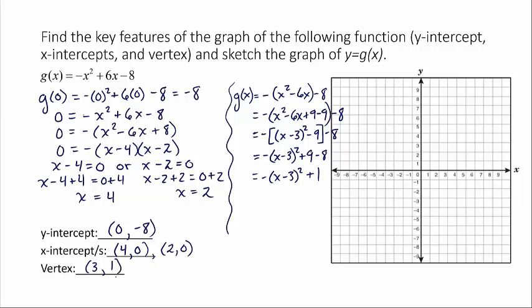All right, so I'm going to use these key features to graph this. So let's start with the vertex. I'm going to have (3, 1) right here. The x-intercepts are (4, 0) and (2, 0). This is making good sense so far, right? And negative 8 is the y-intercept. Okay, so here's the deal.